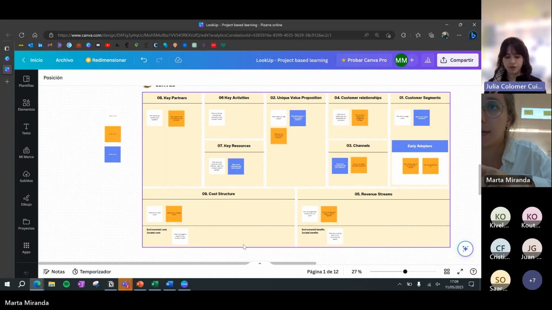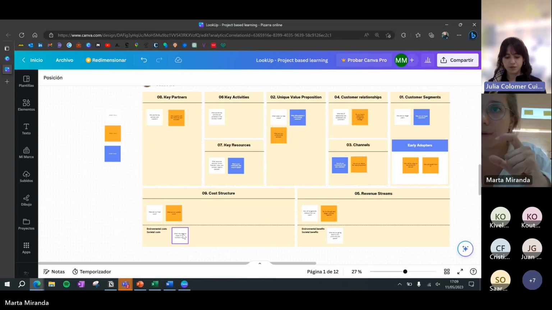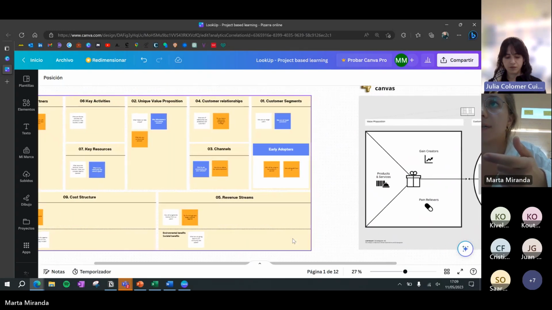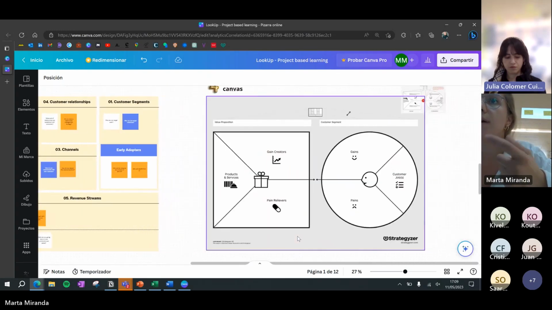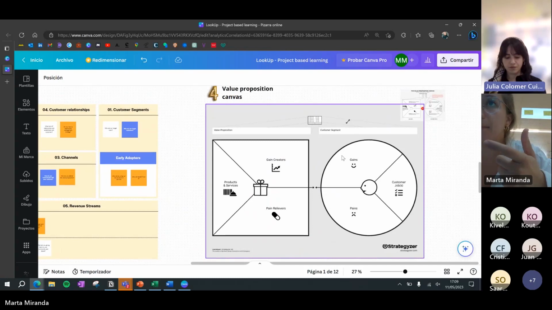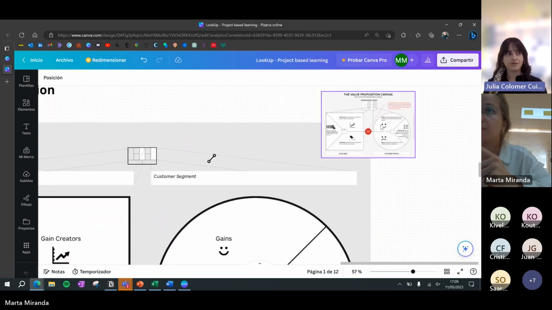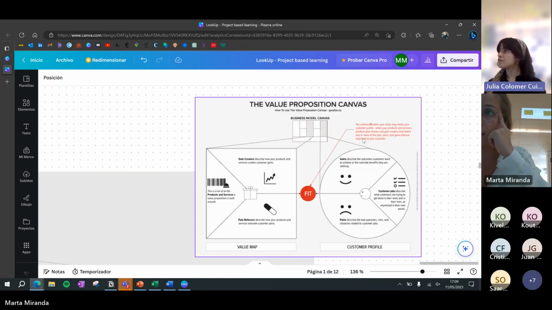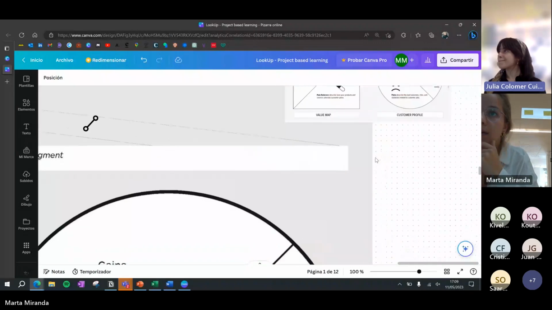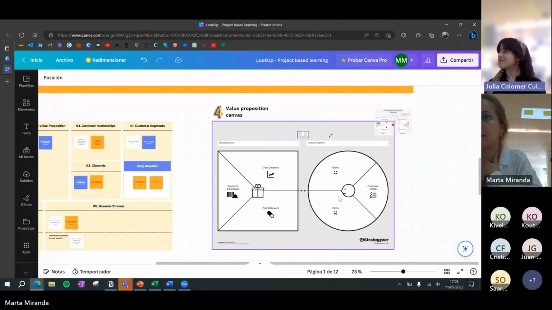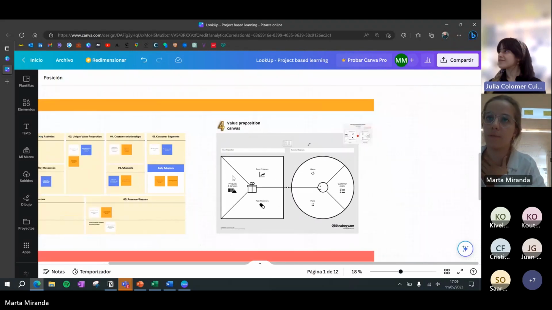Here we have the boxes of the sustainable business model canvas, the environmental and societal costs and the environmental and societal benefits. Then we're going to zoom in with the value proposition canvas, the fourth template. Here again, you have the guidelines. First you have to fill in the one for the customer and then the one for the value proposition.